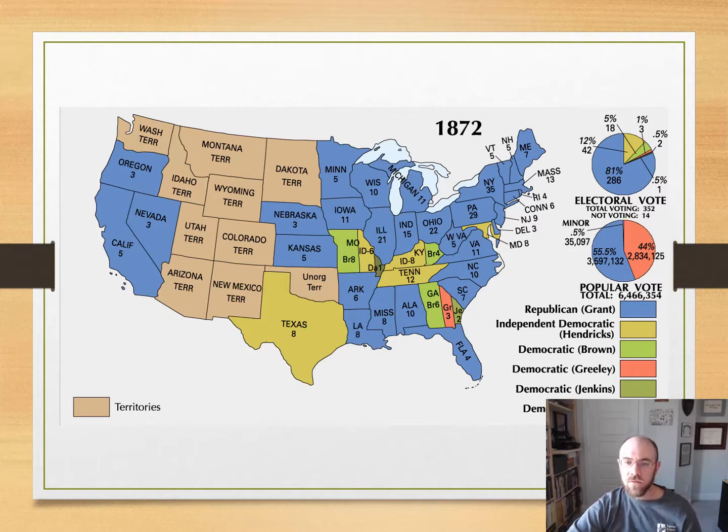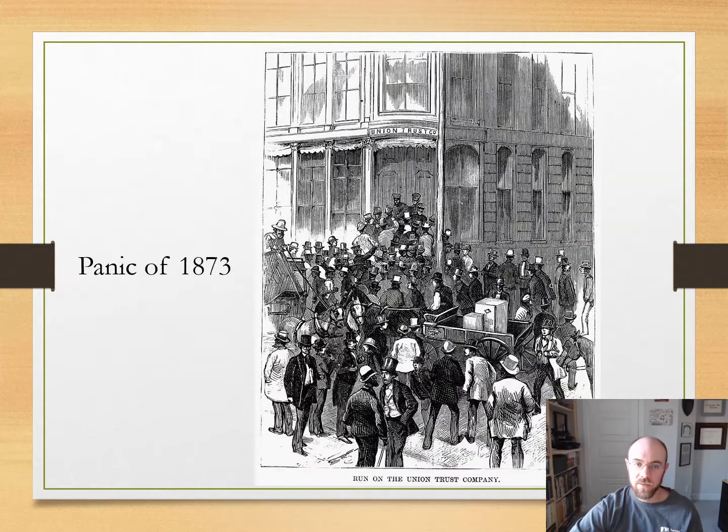1872 rolls around. Grant ekes out another victory, decent margin. And he's basically resting on the laurels of his Civil War record. But you start seeing the South is starting to vote again in different ways. So Texas is coming back. Georgia's slowly starting to come back. A lot of the other states aren't quite there yet, but redemption is slowly starting to take place.